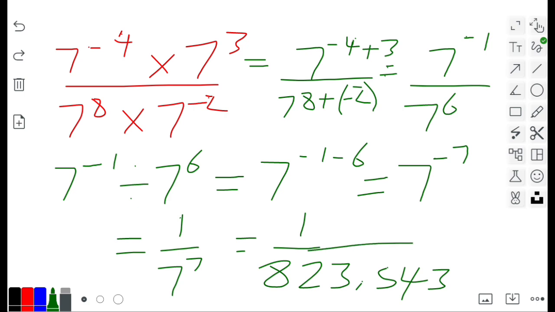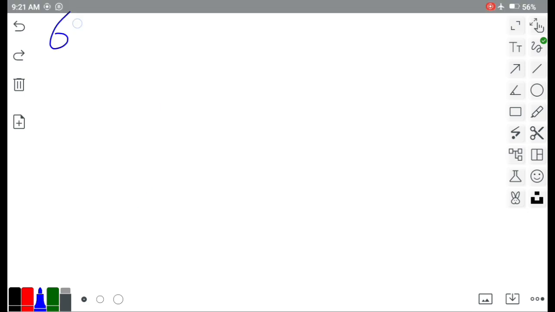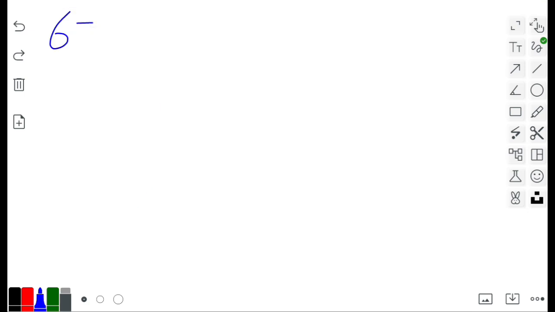That should be our final answer, provided the examiner wants you to leave your answer in expanded form. Okay, so let's move to another aspect. 6 raised to the power of minus 2 over 3 raised to the power of minus 3. Now if you take a look at this expression, they do not have the same base. So all we need to do is to express one of them so that they have the same base.